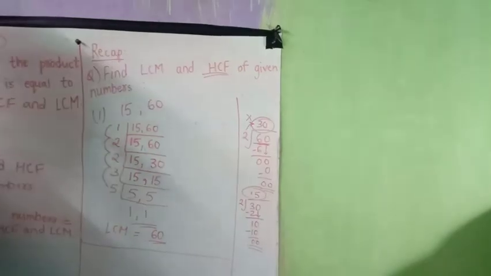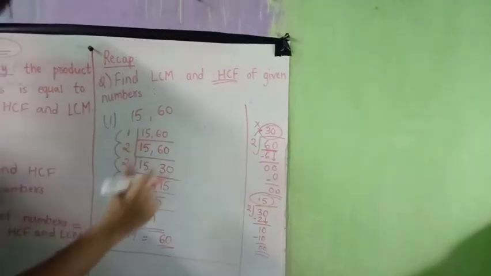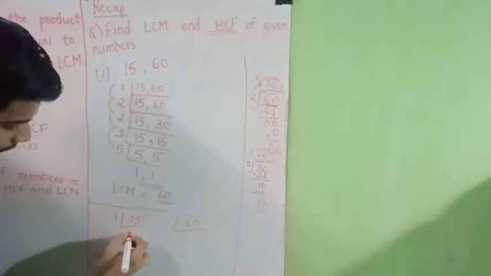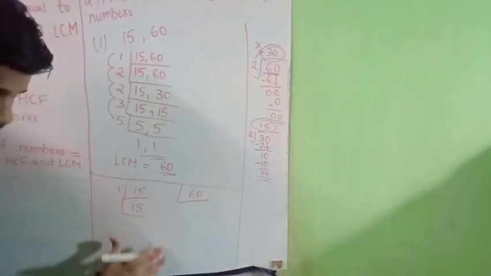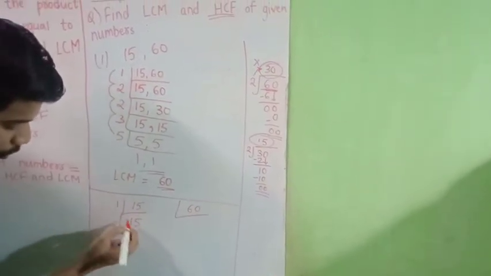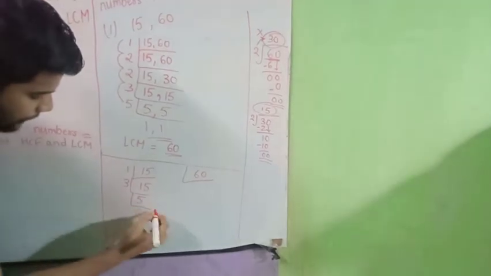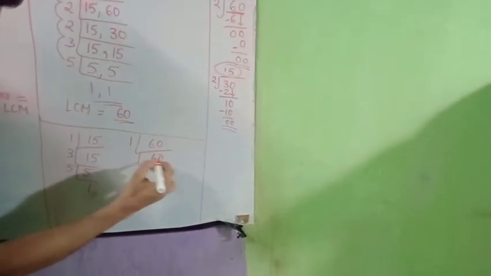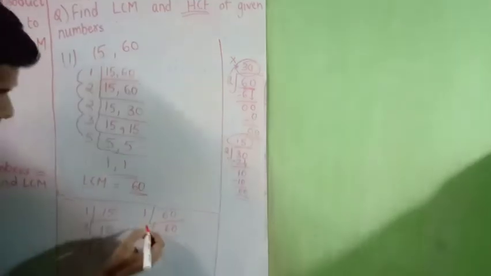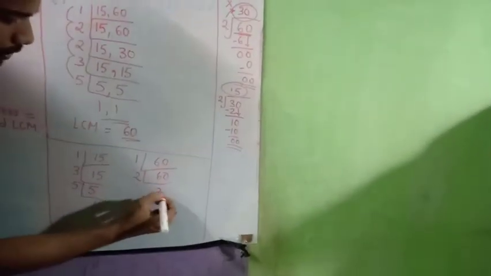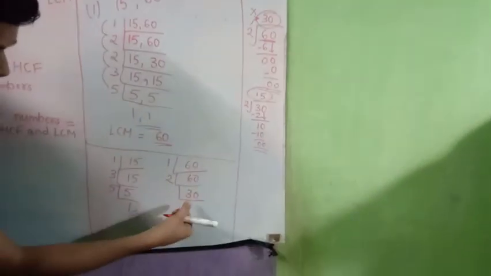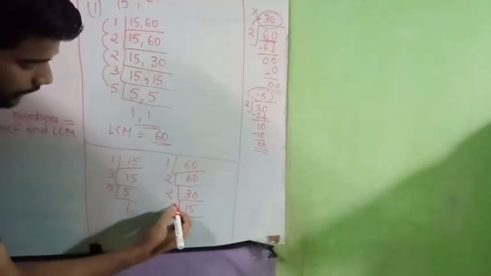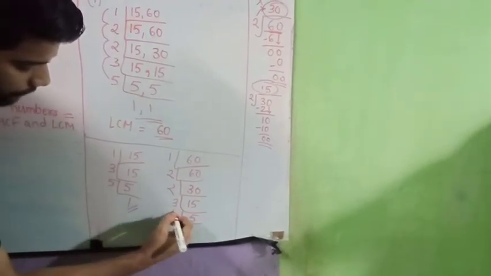HCF. HCF के लिए what we do in prime factorization method, take both the numbers separately. So I will write 15 अलग से and 60 अलग से. Start with 1. First I'll solve for 15, then I'll go for 60. Now 2 के टेबल में नहीं आएगा, 3 5s are 15 and 5 1s are 5. Go for 1 60s are 60. 2 के टेबल में आता है, 2 30s are 60. Then 2 15s are 30. Then 3 5s are 15 and 5 1s are 5.